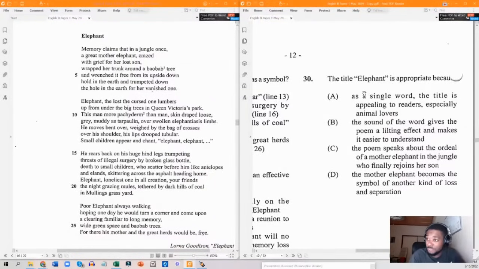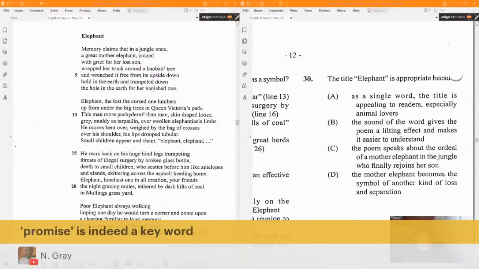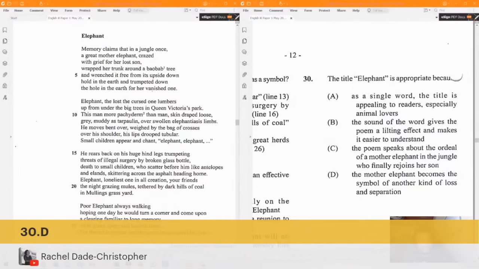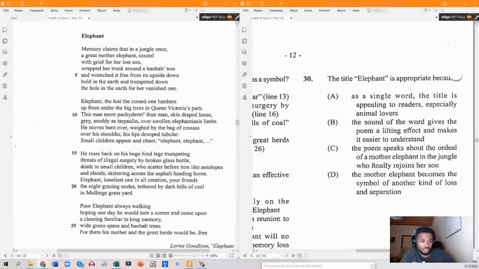All right, last one on elephant. The title elephant is appropriate because what? Why is the title elephant appropriate? And this one is easy. So after a super hard question, they give us a super easy question. Yes, Gray, promise is a key word here. Key word. And there is no promise. So we're at 30.